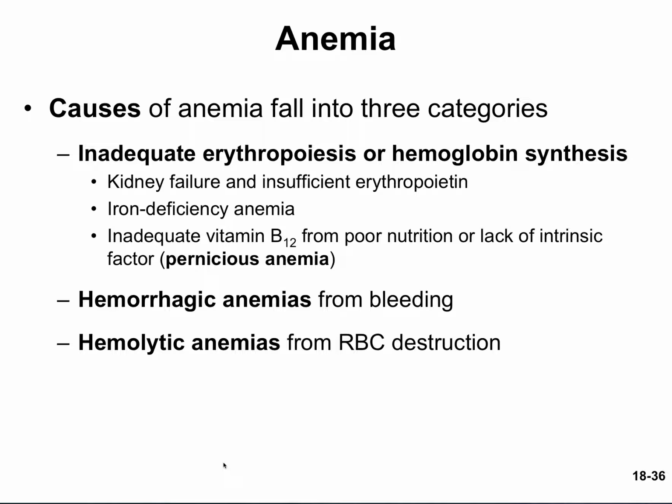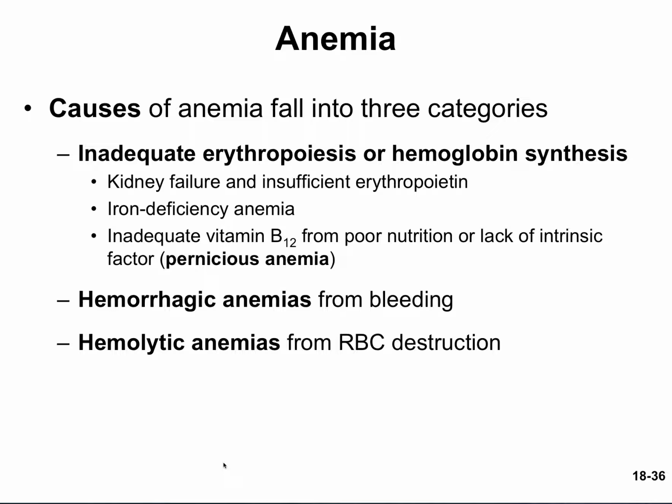Anemia falls into 3 categories: inadequate erythropoiesis or hemoglobin synthesis, hemorrhagic anemias, and hemolytic anemias. Hemolytic anemias come from red blood cell destruction that can be caused by penicillin allergies or other drug reactions, by poisoning such as mushroom toxins, snake and spider venoms, or parasitic infections like malaria, or even hereditary defects like sickle cell or thalassemia, and blood type incompatibilities like hemolytic disease of the newborn or transfusion reactions.